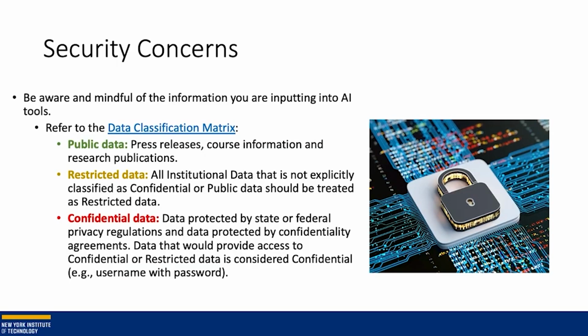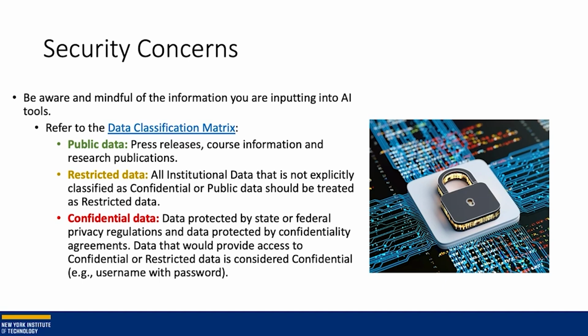There are some security concerns with the use of generative AI tools. So at New York Tech, we do have a data classification matrix, which is a really great tool to discuss what is public data, restricted data, as well as confidential data. So public data is press releases, course information, and research publications. So this is data that you could probably find elsewhere on the interwebs, as well as Google and on our website.